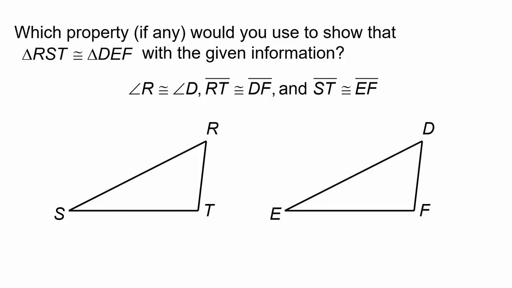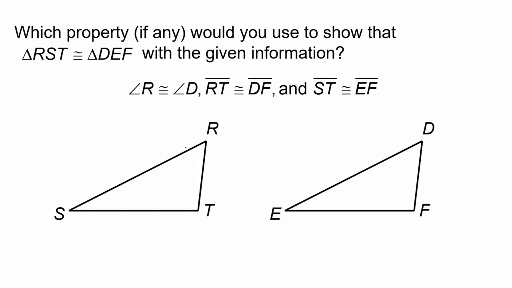Which property, if any, would you use to show that triangle RST is congruent to triangle DEF with the given information? We're told that angle R is congruent to angle D, segment RT is congruent to segment DF, and segment ST is congruent to segment EF. Let's label the diagram with the given information.